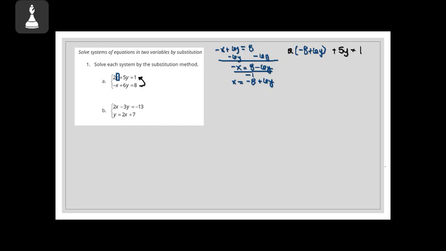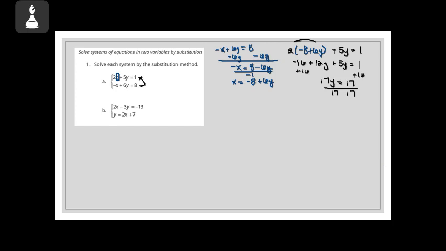So I'm going to distribute here. Negative 16 plus 12y plus 5y equals 1. If I add 16 to the other side and then combine my y's here, I have 17y equals 17. So when I divide both sides by 17, y is equal to 1.